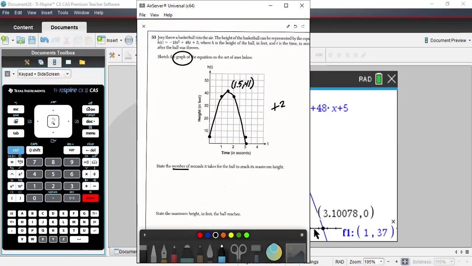And now it says number of seconds it takes for the ball to reach the maximum. That's just the X value. So you say it took 1.5 seconds to reach the max. So what was the maximum height? It was 41 feet. That's it.